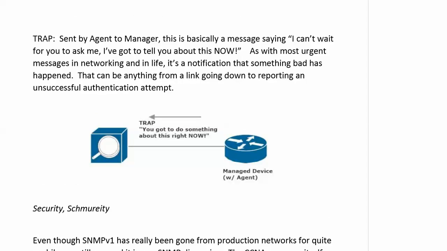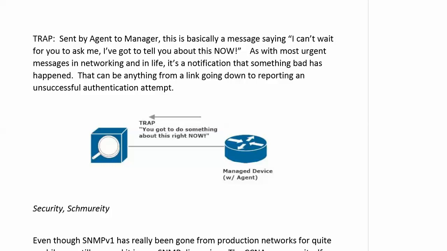Now, trap. This is sent by the agent to the manager. So this one's going the other way, and basically it's a scream. Not a primal scream perhaps, but it is a message saying, I can't wait for you to ask me about this. I've got to tell you about it right now. And as with most urgent messages in networking and in life, it's a notification something bad has happened.